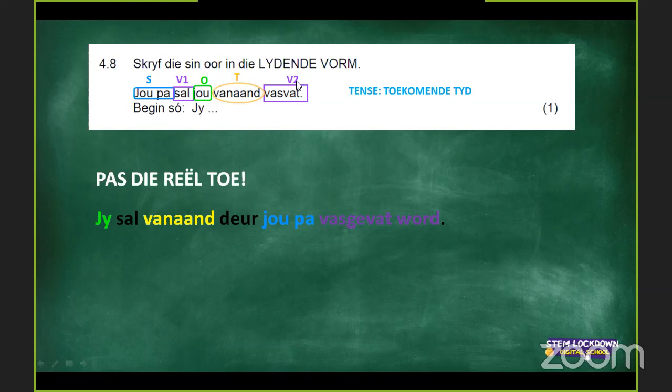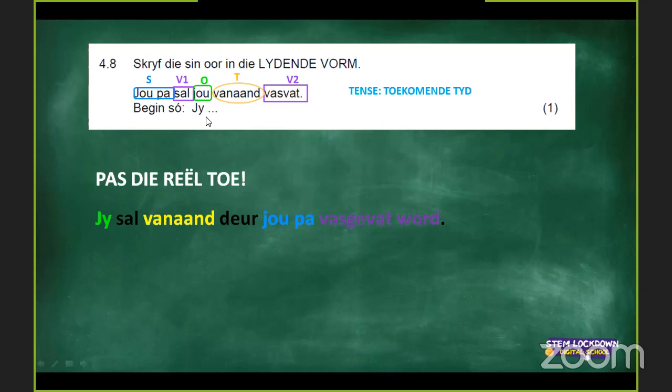They have now made it easier. They have already identified the object for you. The only thing that you might find confusing is the fact that they are asking you to start with jy. Now remember in my previous slide I said that your persoonlike voornaamwoorde, your personal pronouns, change when you are writing in the lydende vorm.